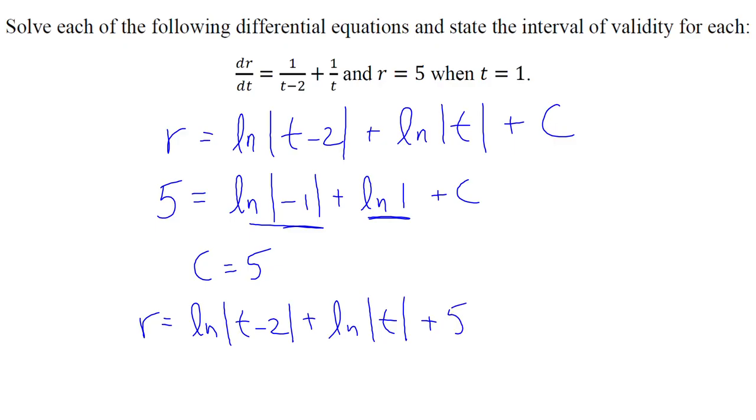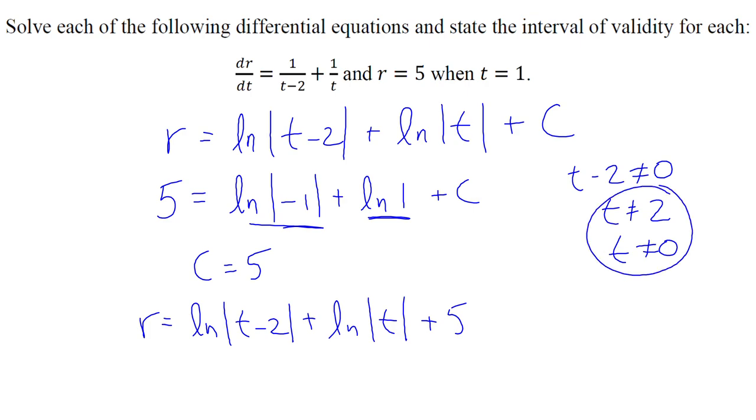But now we need to start being careful about our interval of validity. If we look at this, we know that we cannot take the natural log of negatives, which isn't going to be a problem here because both of our natural logs have absolute values on them. But we also can't take the natural log of 0, which means that the things inside cannot equal 0. Right, so t minus 2 can't be 0. In other words, t can't be 2. And also, t cannot be 0 for the natural log absolute value t portion. So we have discontinuities at both 0 and 2.